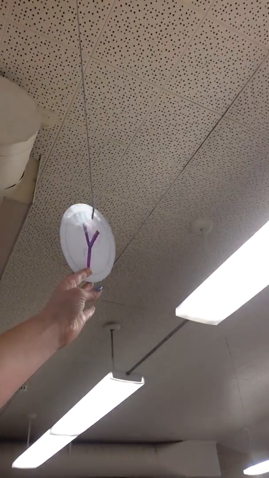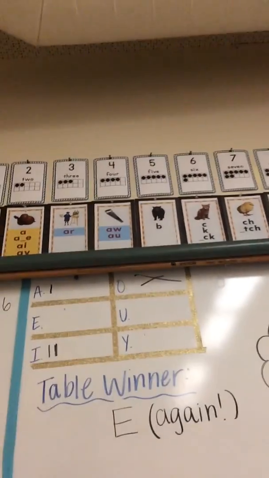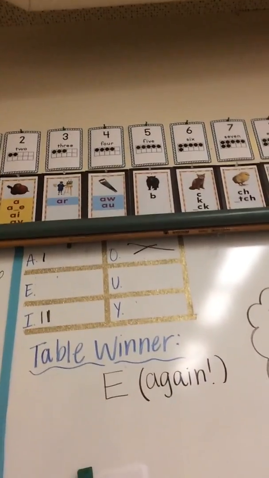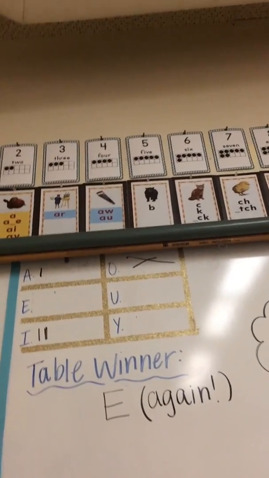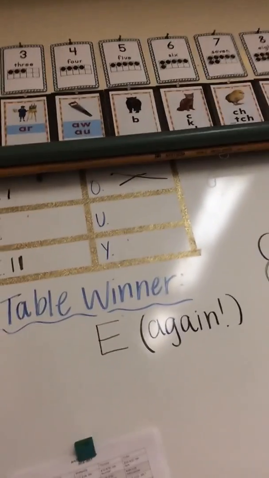So hopefully the students are learning A, E, I, O, U, and sometimes Y because of their table groups. So within these table groups, the students have opportunities to earn table points. And each week we count to see who has the most table points. And since today is Monday, not many kids have a lot of table points yet. But last week, table E won, as you can see, and they've won 2 weeks in a row.